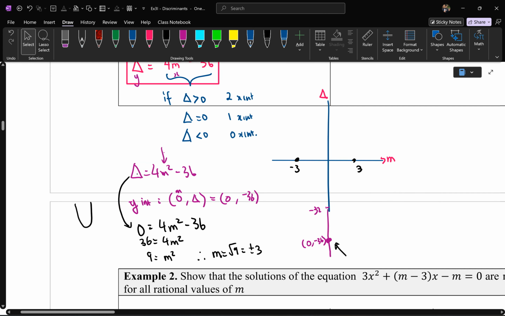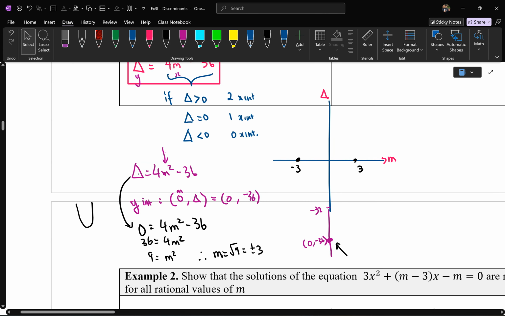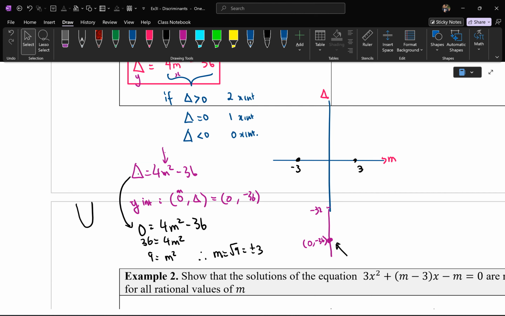And to find the turning point, hopefully you realize this is already in turning point form. It doesn't move left or right. It moves down by 36. See that? That's your down. And when you're squaring, it doesn't move left or right.